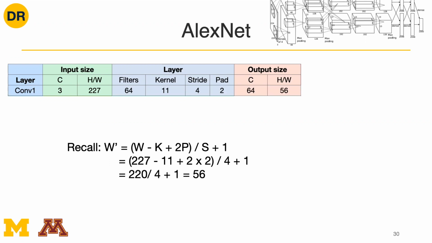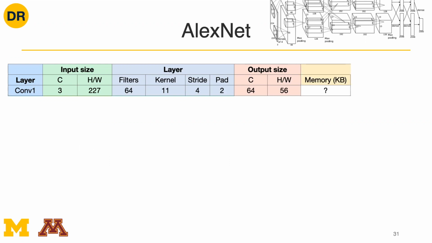Now, can you think about what memory this particular layer would have to use up? What do you want to store for this particular layer, or the output of this particular layer? Sorry? Floating point weights of the weight, or the activation maps?